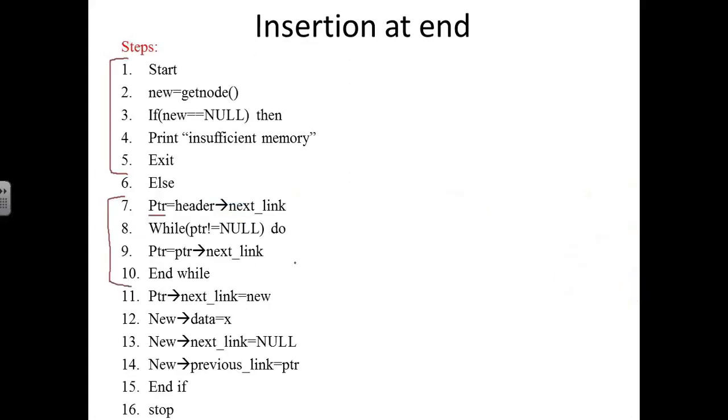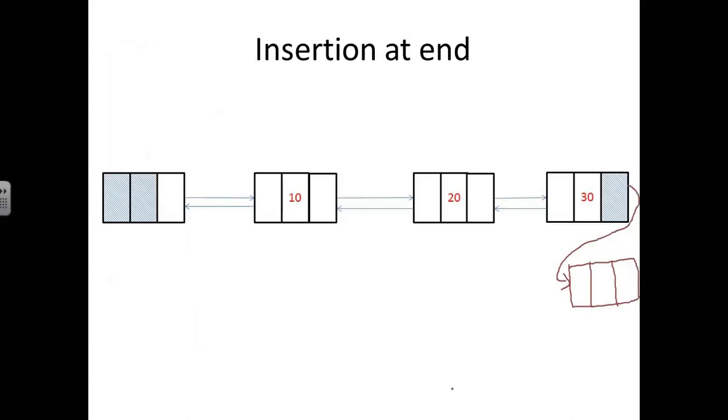And then new's data will become x. So x is the element which we are going to insert. And what about new's next link? New's data field will become x and new's next link will become null. Why? Because this is the last node in the list. And what about new's previous link? New's previous link will become pointer now.